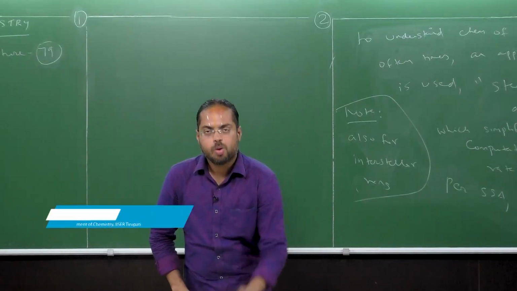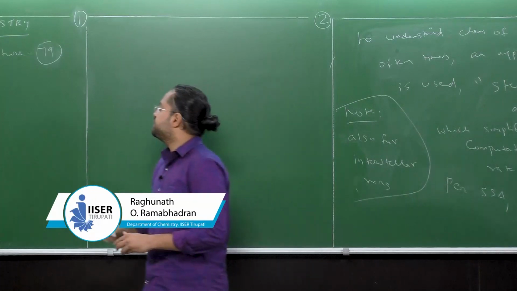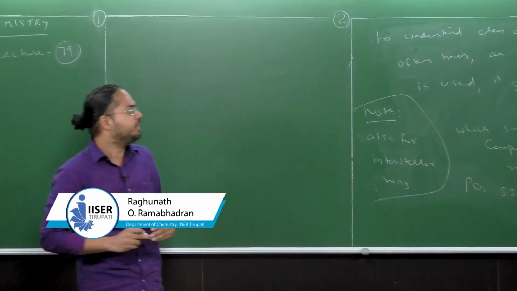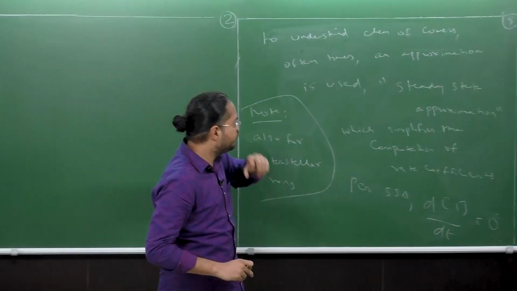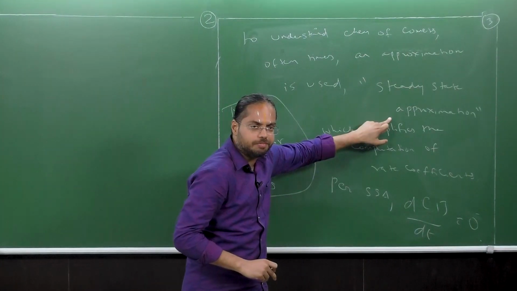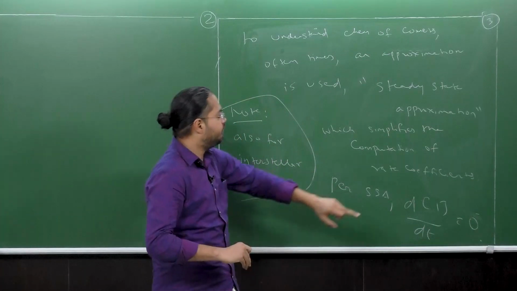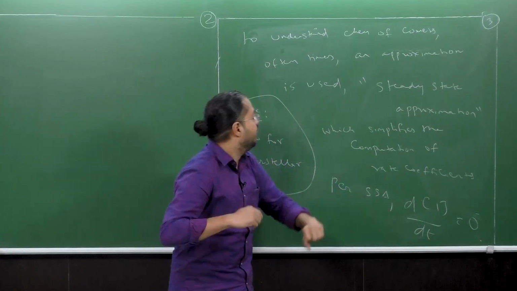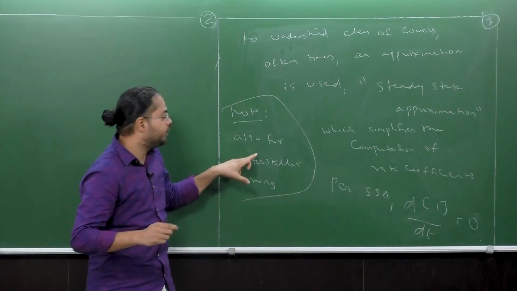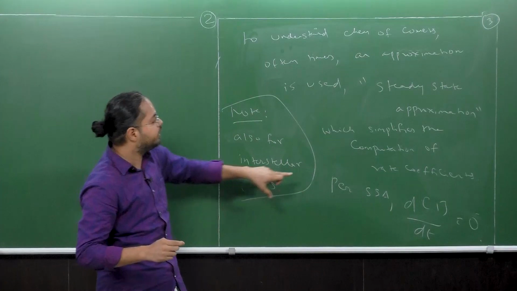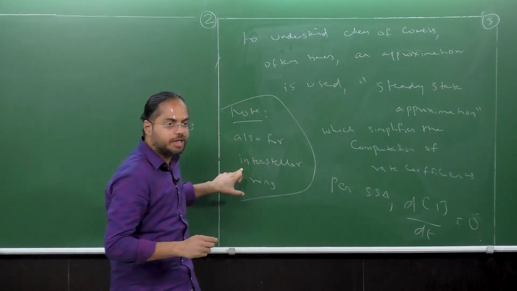Hello all, welcome to Astrochemistry. This is lecture number 79. So in the previous lecture, we were discussing the chemistry of comets, and I just introduced this phrase called steady state approximation. I told you that this is particularly valid and invaluable in the chemistry of comets, which is quite analogous to interstellar reactions. So this idea of steady state approximation is quite useful for interstellar reactions also.